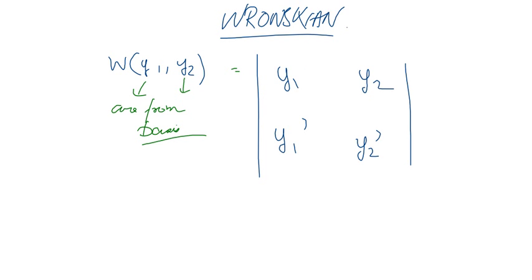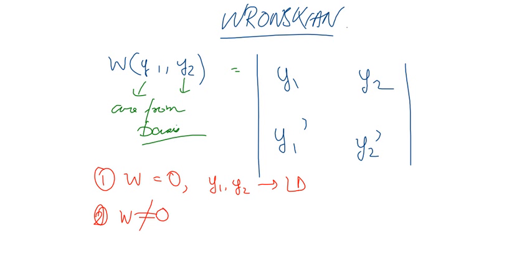Now if Wronskian equals 0, y1, y2 are linearly dependent. If Wronskian is not equal to 0, y1 and y2 are linearly independent. So these are the criteria for finding out the linear dependence and independence of the solution.